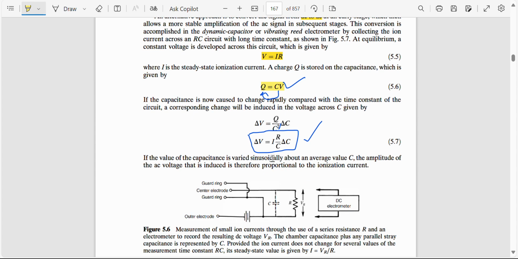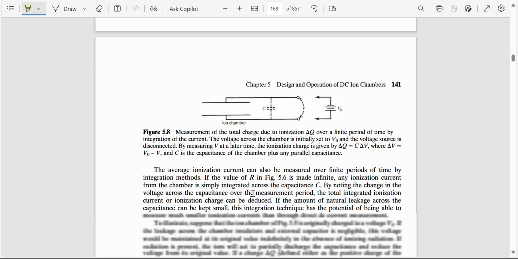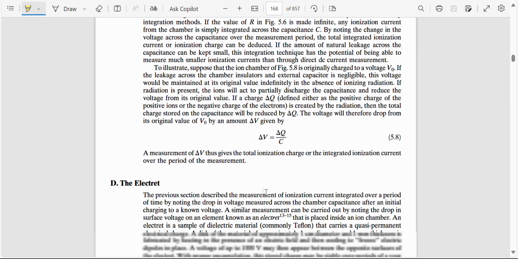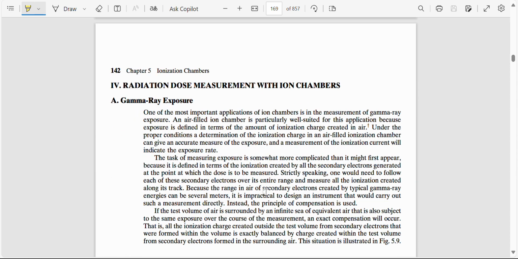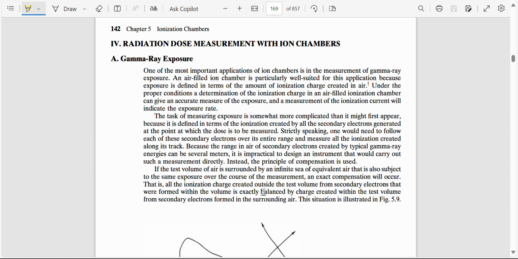Now move on towards the next topic, which is radiation dose measurement with ion chambers. How can you measure the radiation dose with ion chambers?